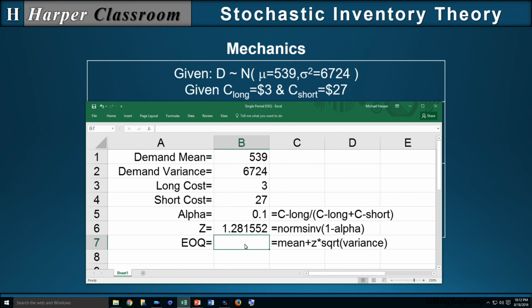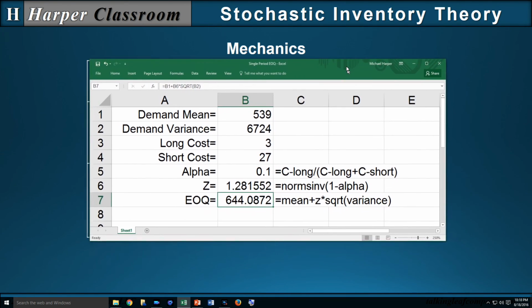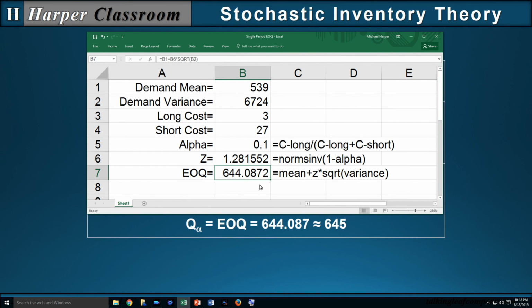So now the EOQ is simply going to be the mean plus my z times the square root of my variance, which is 67.24. And there's the equation. And if we move this up, we can see that our 644.0872 is what we got. And that's how you solve this in Excel.